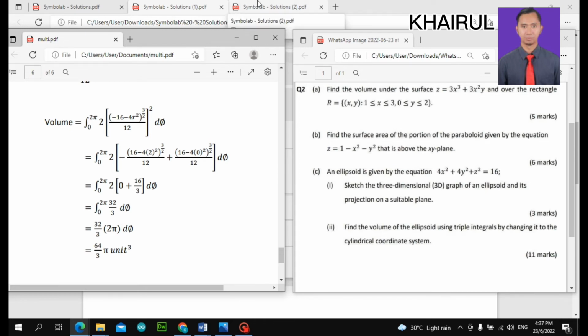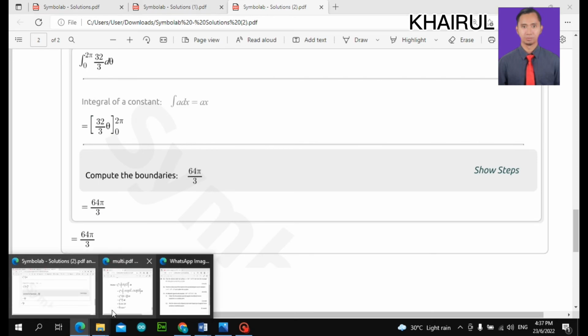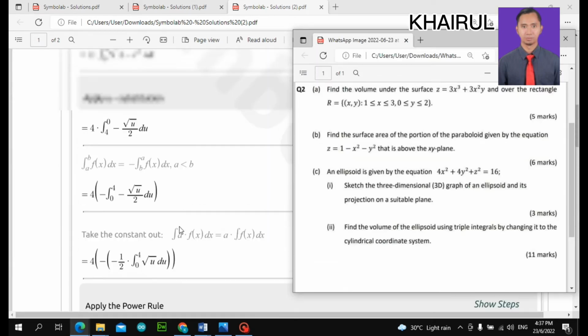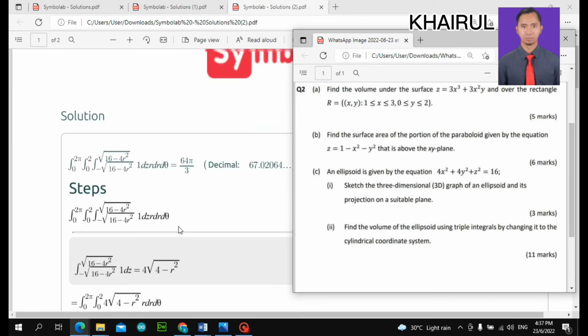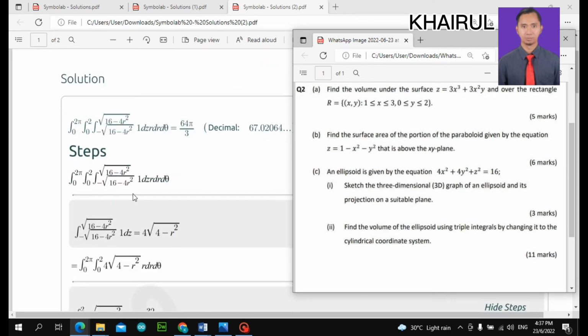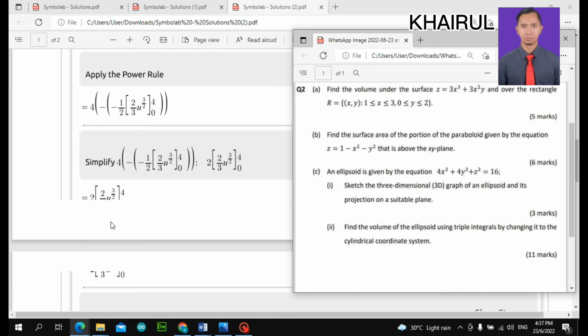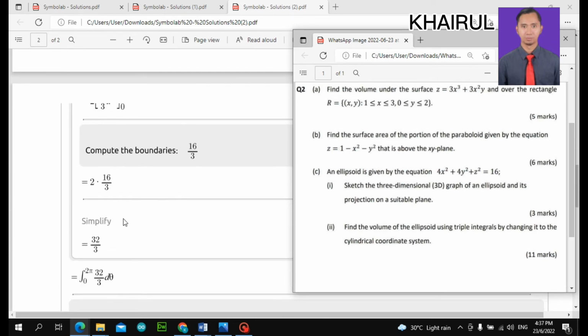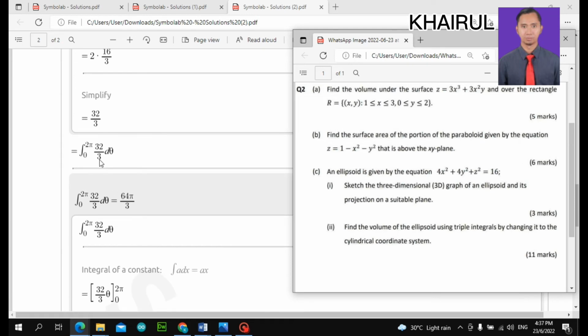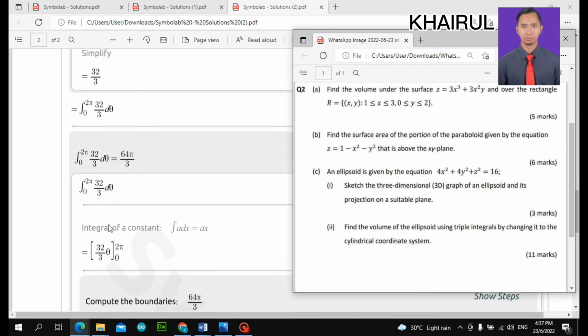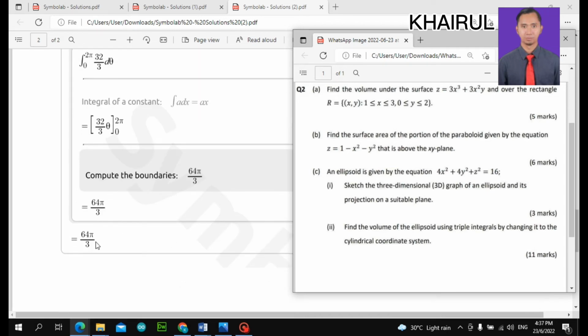And using the Simulab calculation, the answer is the same as the manual calculation. We put the equation in the triple integral, and for the last we integrate 2 pi with 32 over 3 d theta, and we got the final answer 64 pi over 3 units, the same as the manual calculation. That's all from me, thank you.